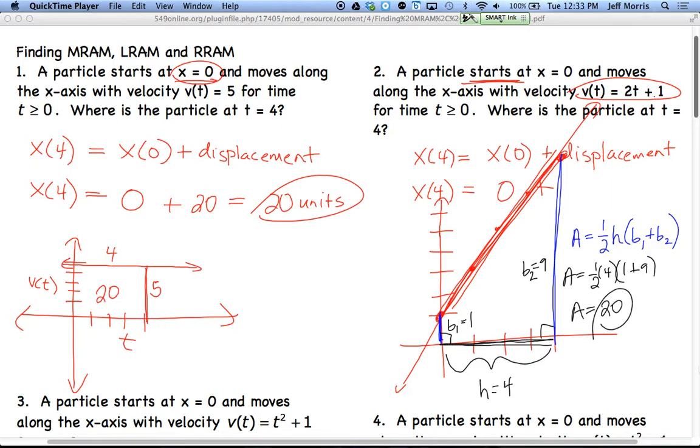So x of 4 is 0 plus 20. So x of 4 was 20 again. Now this is a different problem. It was just a coincidence that they both ended up being 20.